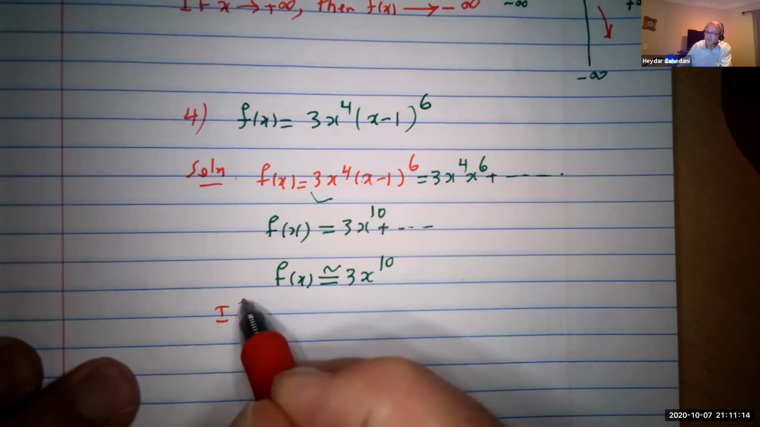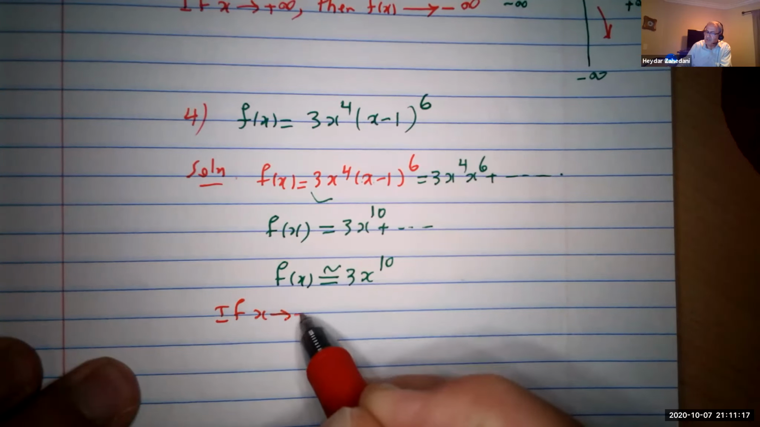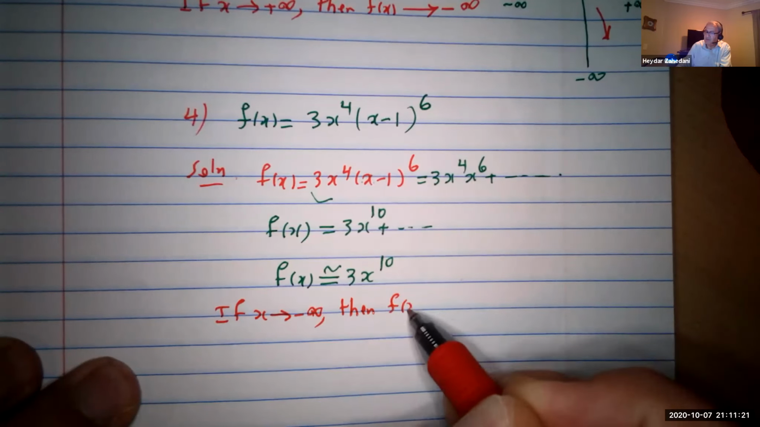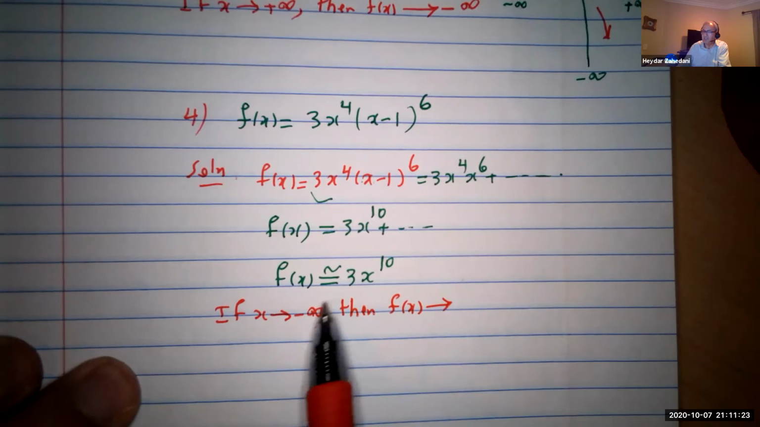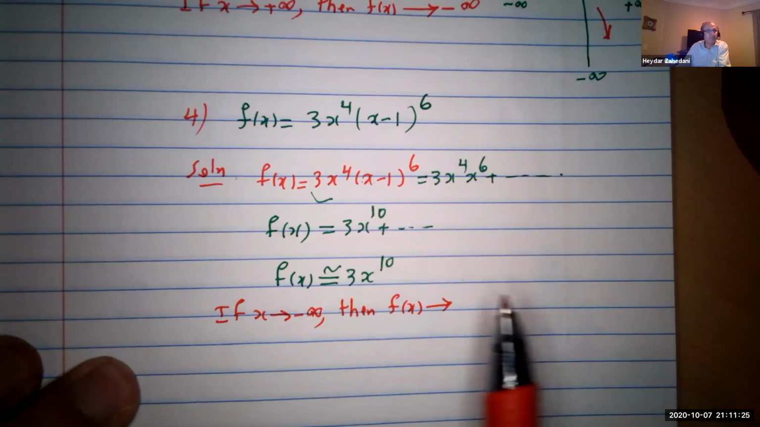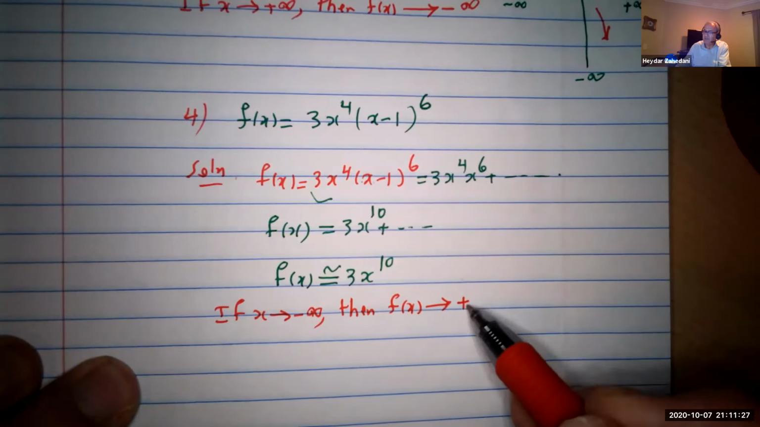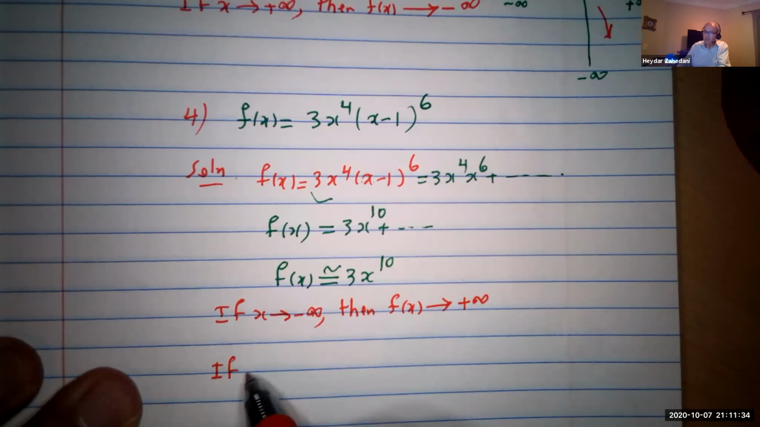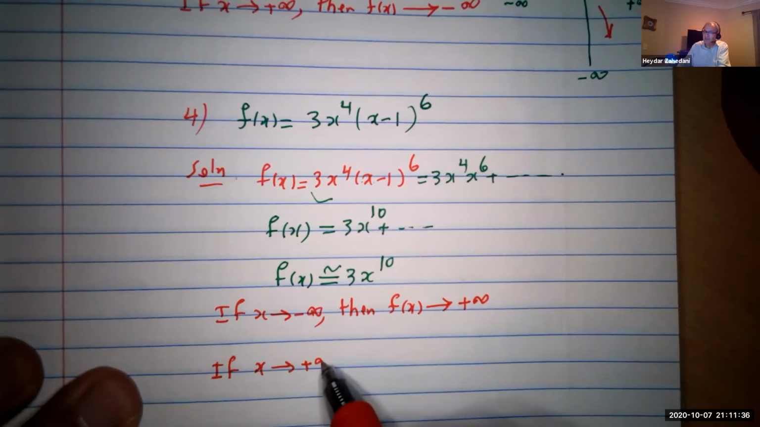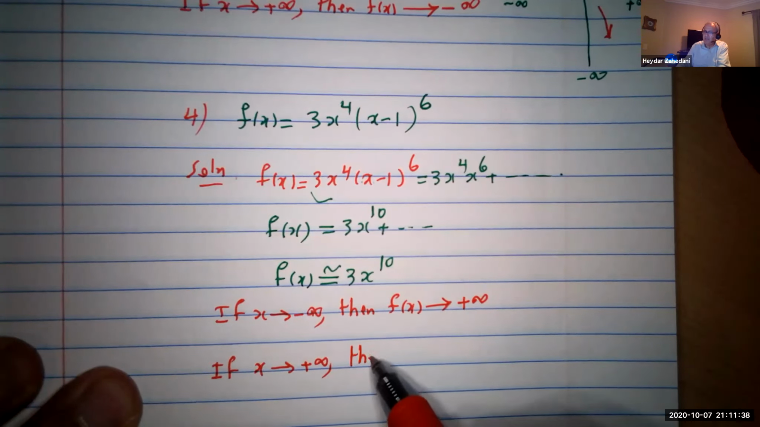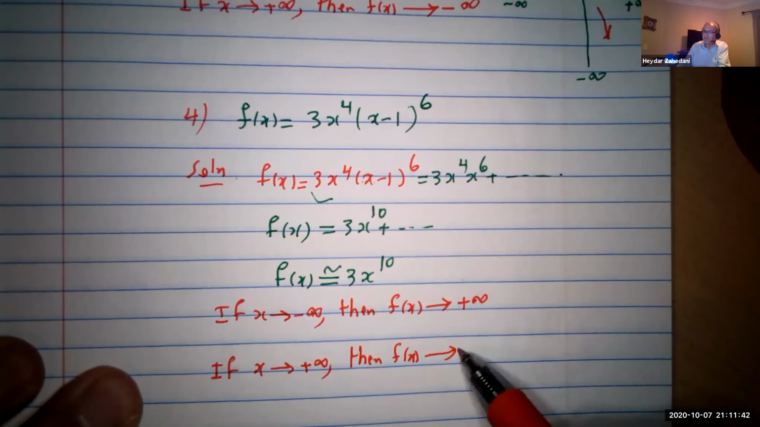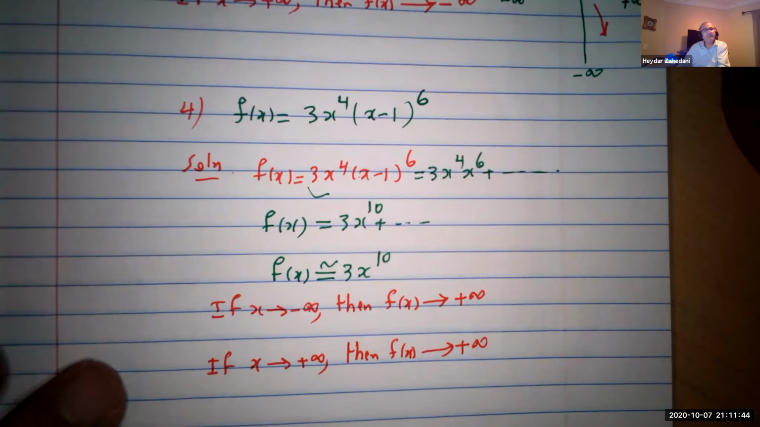That's it. If we go from the left, x goes to negative infinity, then f of x goes to, negative to the 10 would be positive, and the 3 is positive, so that gives you positive. And the other way around, if x goes to positive infinity, then f of x is going to be positive infinity, so it's up in this case.